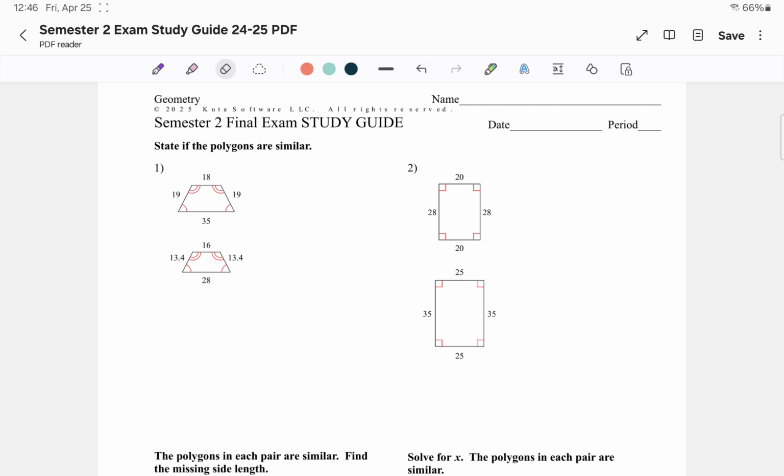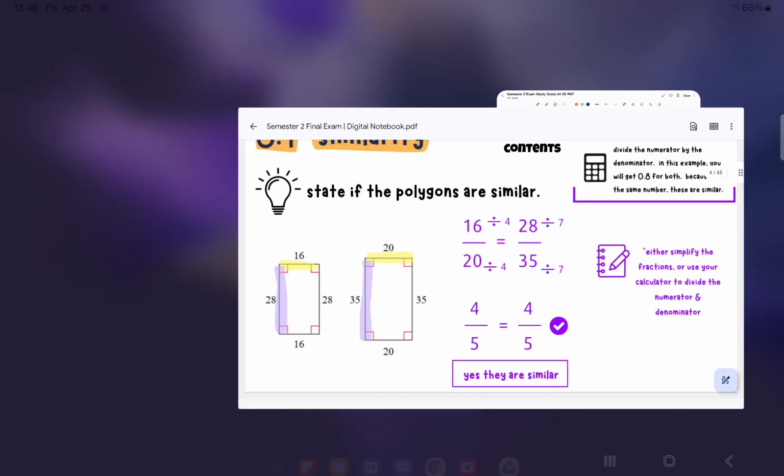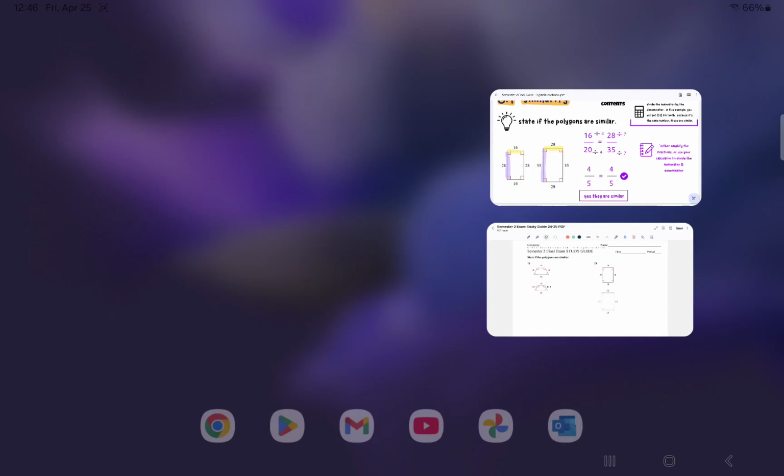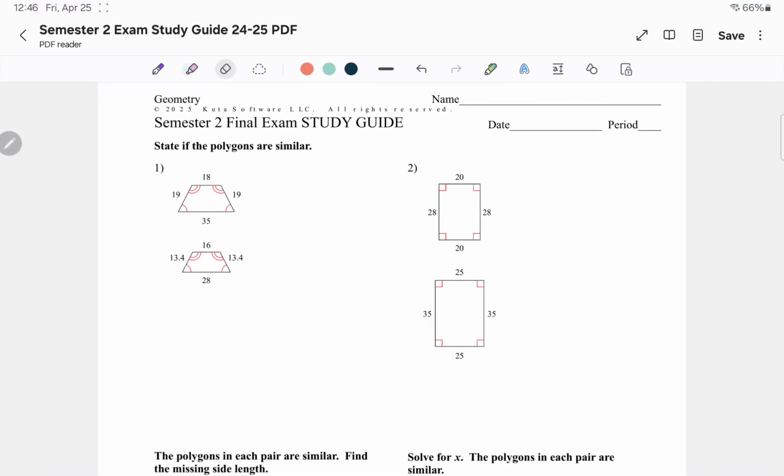So let's get started. Number 1, state if the polygons are similar. What we did with this lesson was highlight corresponding sides and set them up to see if they form a proportion. That's what we're going to do with number 1 and number 2. Our corresponding sides would be here and here because they're in the same position. So that would be 19 over 13.4. Then another pair of corresponding sides would be 18 and 16.